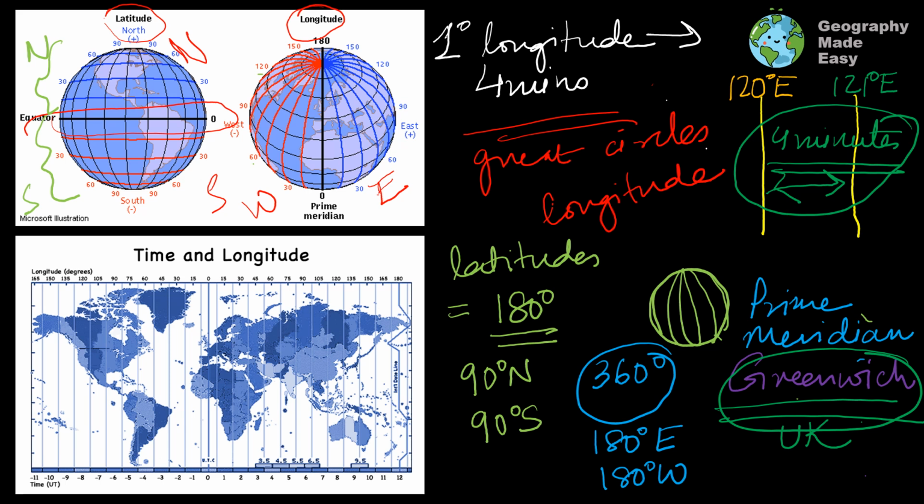Now let us look at examples, and before we go on, this is the map where the time zones are marked along with the longitudes. This is my prime meridian passing through UK, Greenwich. This is my eastern hemisphere and this is my western hemisphere. Now we will understand the concept with the help of sums.